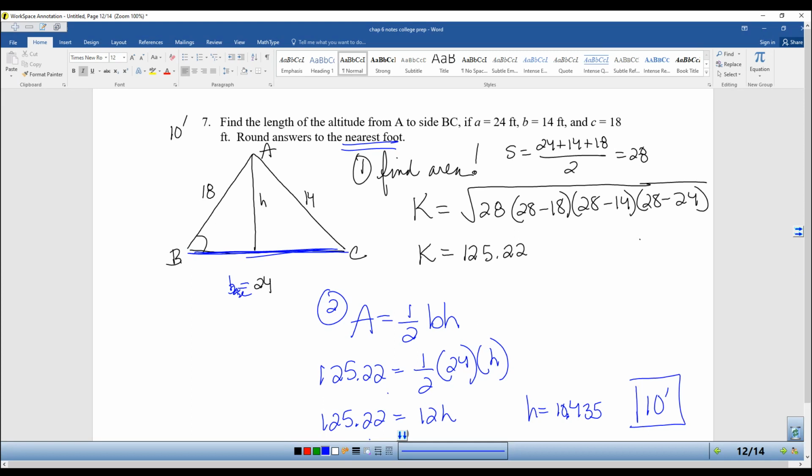So remember, it's not that you have to do it this way. You could use law of cosines to find B, and then trig to find H, and there's nothing wrong with that. Just giving you guys some options.